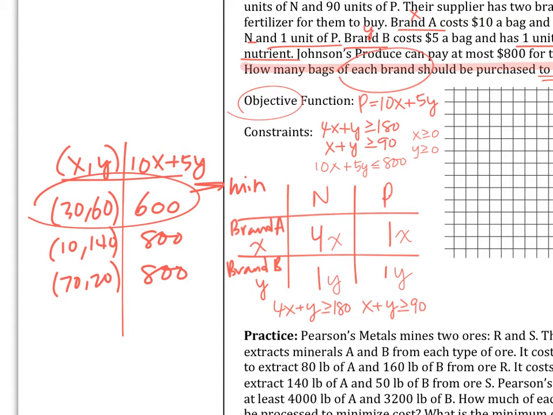Bags. So be more specific. 30, 60. 30 bags of nitrogen, 60 bags of phosphorus. 30 bags of brand A, 60 bags of... Oh, yeah. Correct. 30 bags of brand A, 60 bags of brand B. So make sure you know what the answer actually means, right? We know how to solve, but what does it mean? All right, let's do the next one. I'm going to help you get started with half of it. You're going to finish the rest.